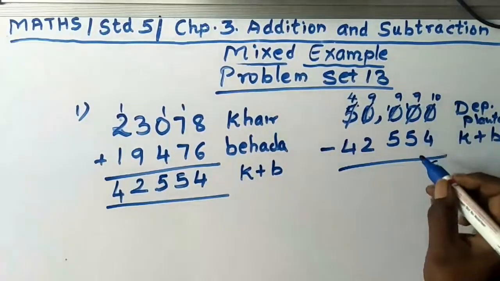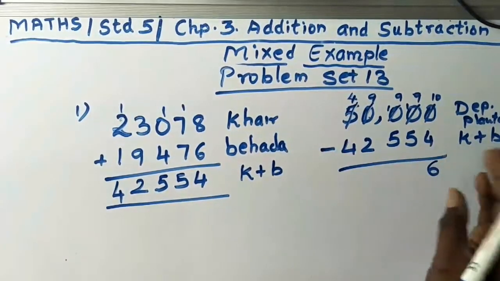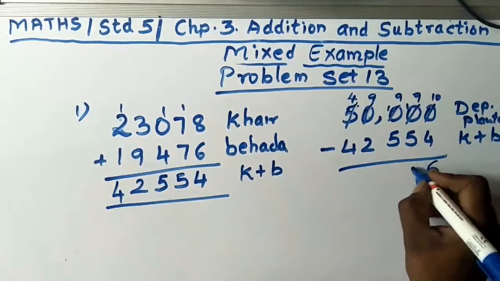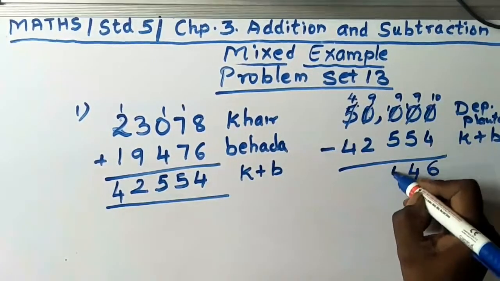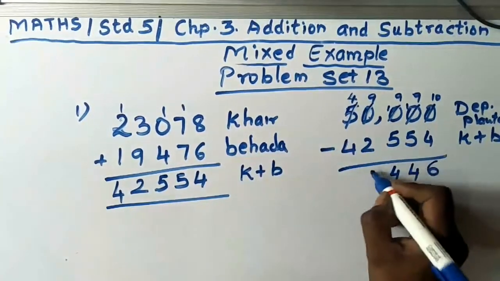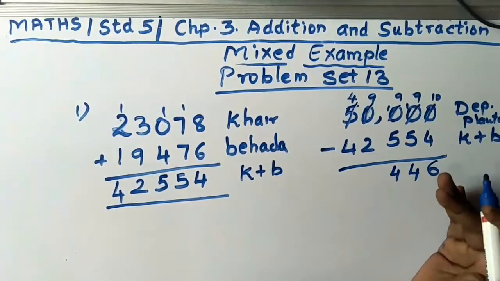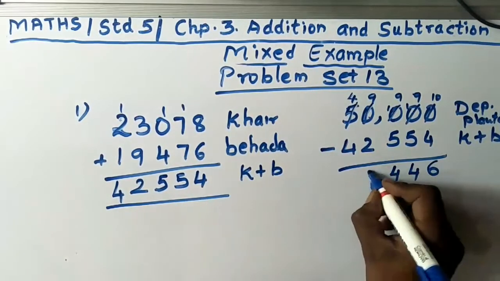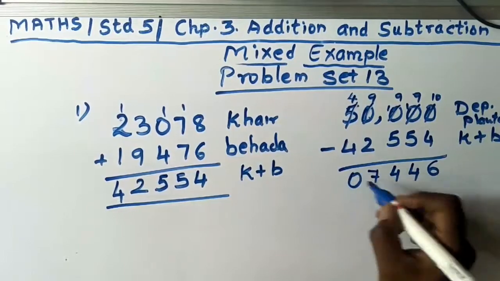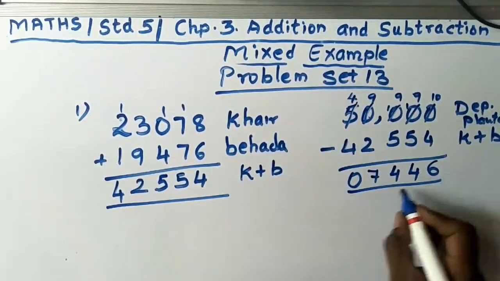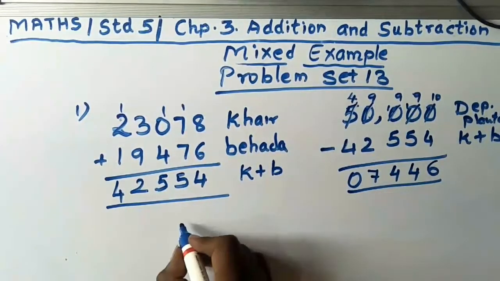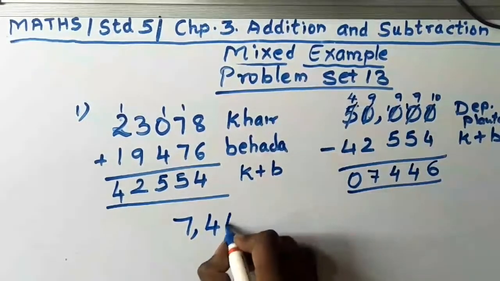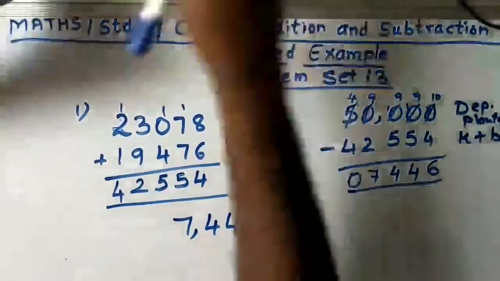6. 9 minus 5, 4. 9 minus 2, 7. 4 minus 4, 0. So these are the remaining trees. 7,446. Now just see our question.